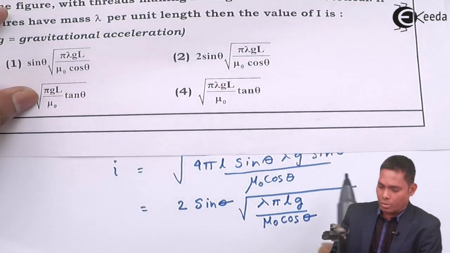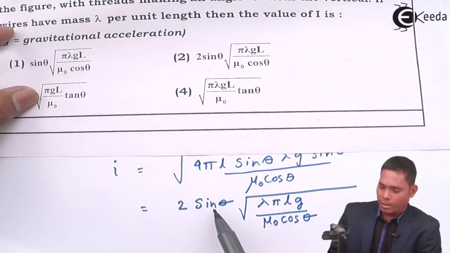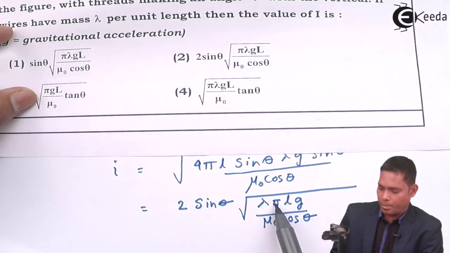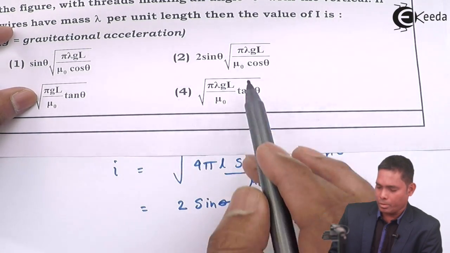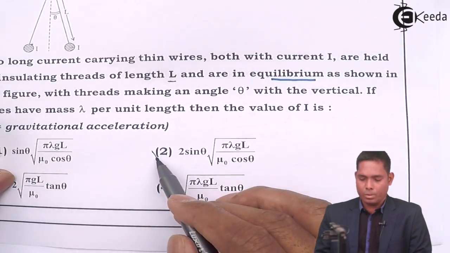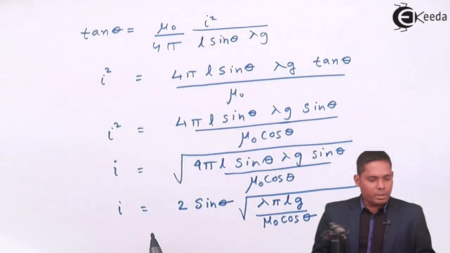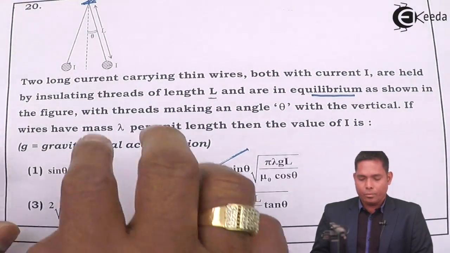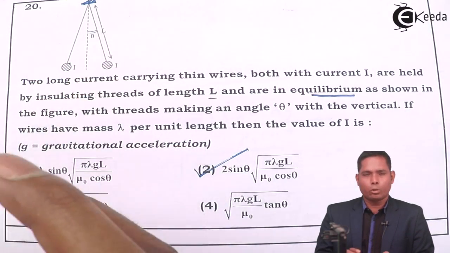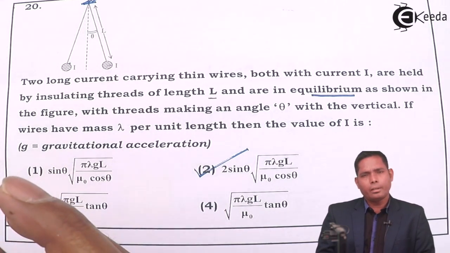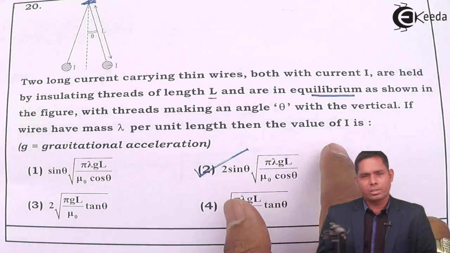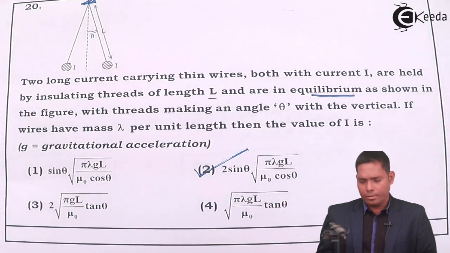If I see option number 2, 2 sin theta under root of pi lambda gl divided by mu naught cos theta. So therefore this is the answer, and option number 2 is correct. What we did is we applied the force between two parallel conductors, and we took the equilibrium of the conductor, then balanced the equation and manipulated it to get whatever is asked, and that is to find I. Okay, thank you.